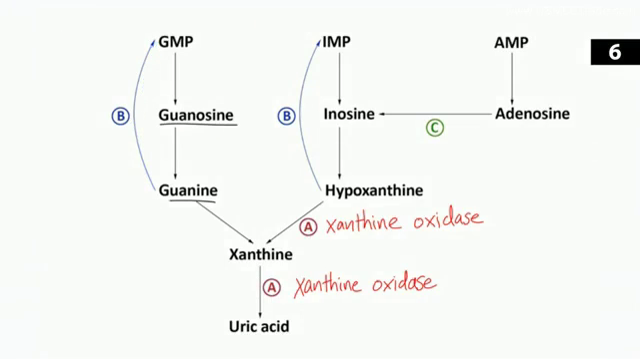Now, the point of this salvage pathway is not to turn purines into uric acid, but rather to salvage or recycle them. So enzyme B is an enzyme called HGPRT that can recycle hypoxanthine back to inosine, and it can also recycle guanine back to GMP. HGPRT stands for hypoxanthine guanine phosphoribosyl transferase. It's a phosphoribosyl transferase. It transfers a phosphate group and a ribosyl sugar group onto guanine to make GMP.